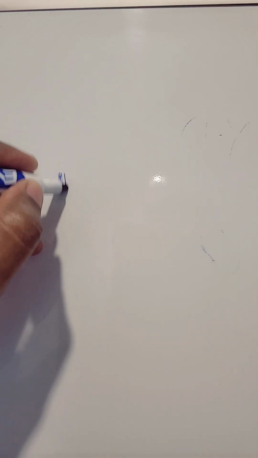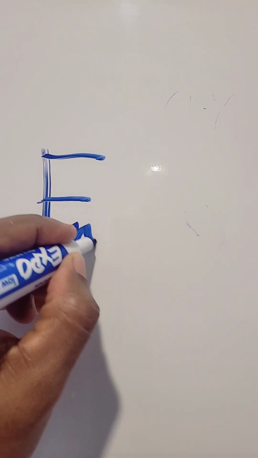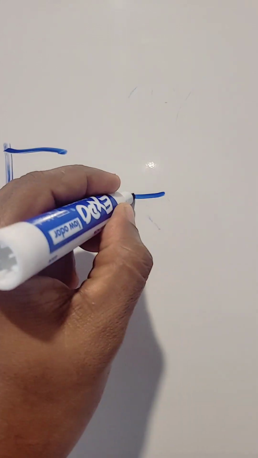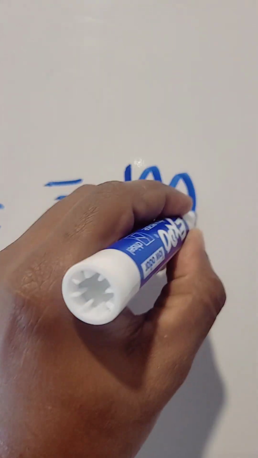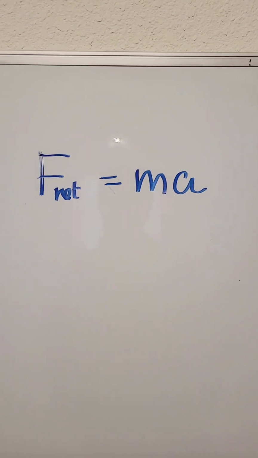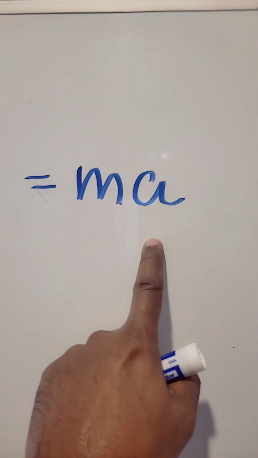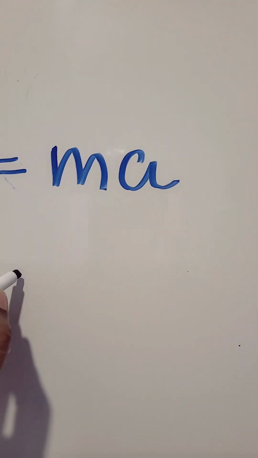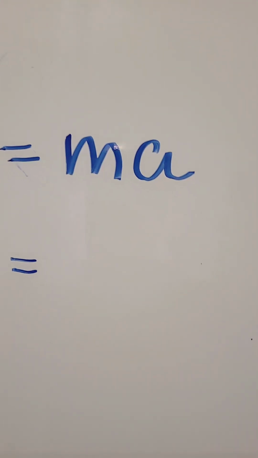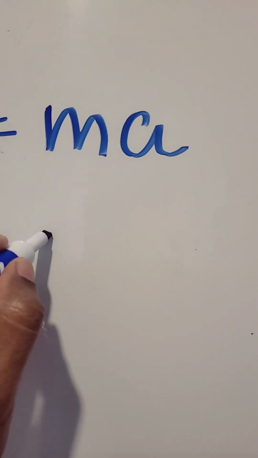Okay, everyone knows this equation. Net force, F net, is equal to mass times acceleration, right? This is what we call Newton's second law. Now, acceleration is the change in velocity divided by time. So I'm going to write it in this way.